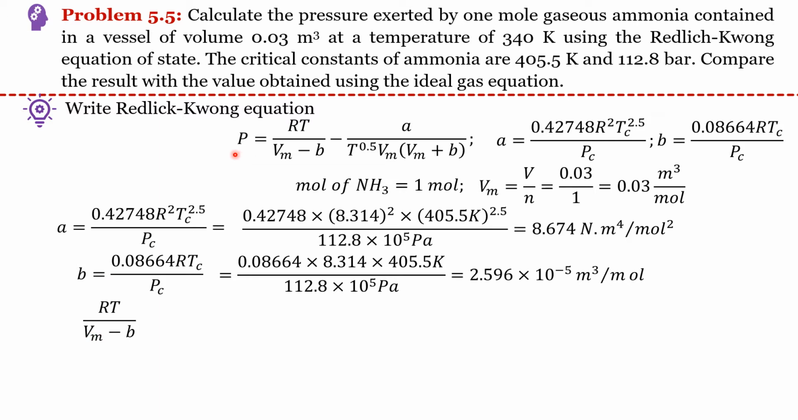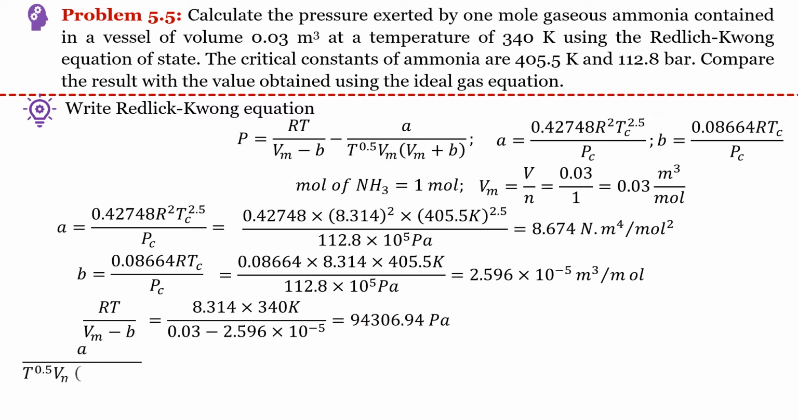So here the pressure is expressed in this form. First we will calculate the first term, that is RT divided by Vm minus B, then we will find out the second term, then we can take the difference. So here we simply put the values of R, T, Vm and B, and after putting all values, we will get this much.